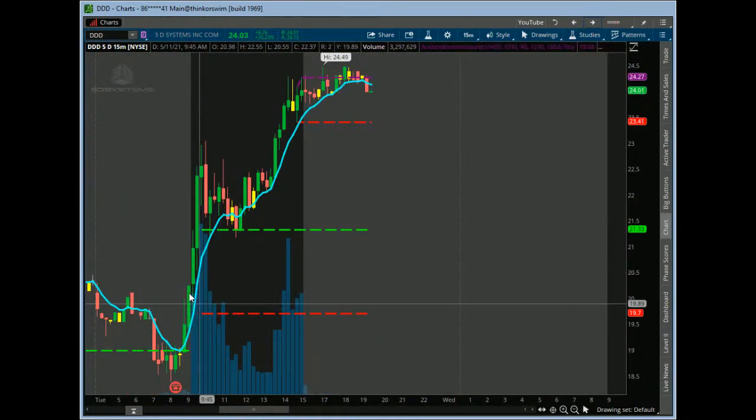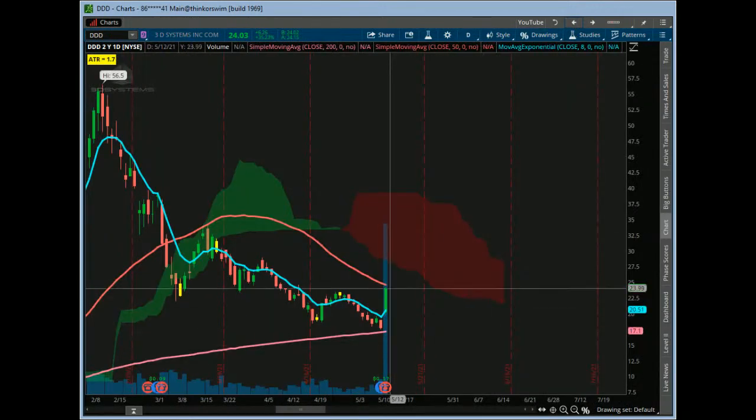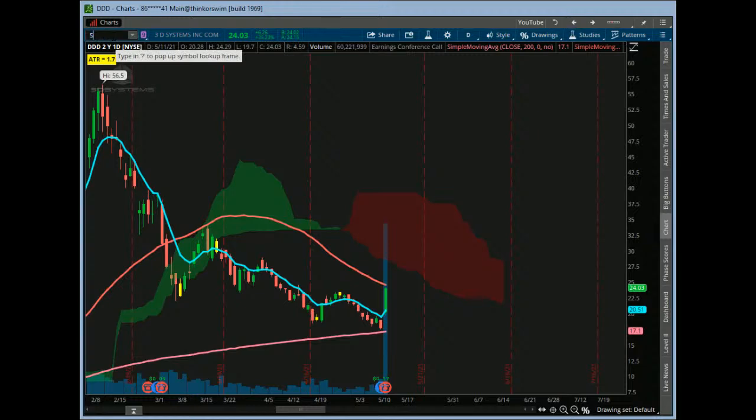And today was just a nice push at the open right here. Beautiful retrace back to the 15 ORB high. And you got that nice little finish into the end of the day. Nice stuff there. Let's see if that can get over the 50-day moving average on 3D Systems. Let's take a look at some of the materials.